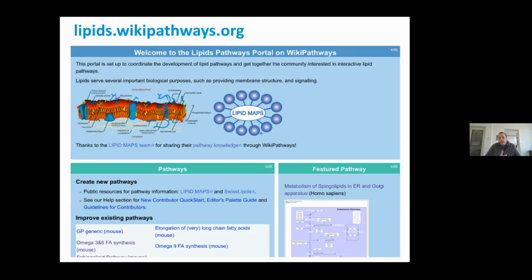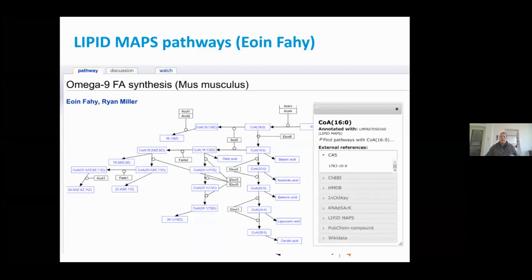So you can go to lipids.wikipathways.org and actually see which pathways we have there right now. And in a couple of projects, we're going to further extend this pathway knowledge about lipids and annotating things with more accurate literature, etc. So this is one of the pathways that you can find on this portal.